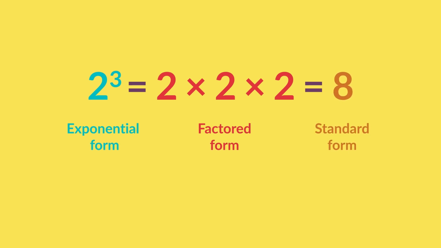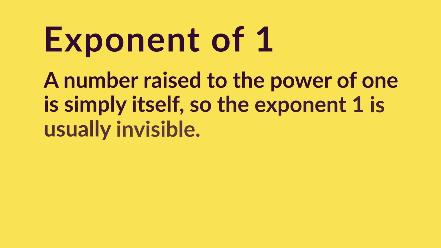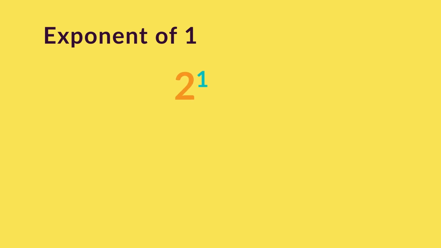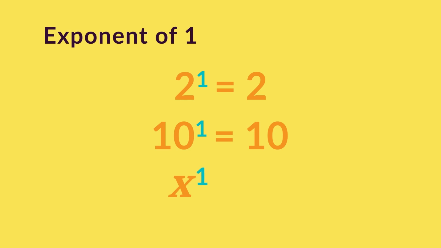and when we simply write 8, it is in standard form. A number raised to the power of 1 would simply be itself, so the exponent 1 is usually invisible. For example, 2 to the power of 1 would be 2, 10 to the power of 1 is 10, and x to the power of 1 is x.